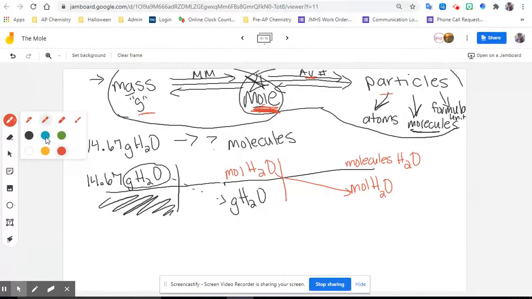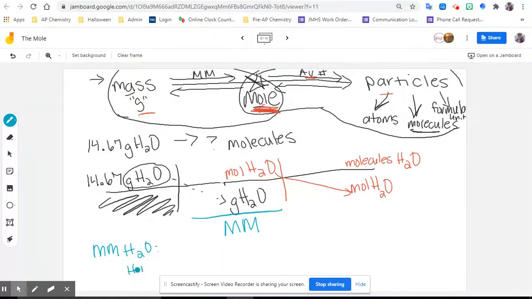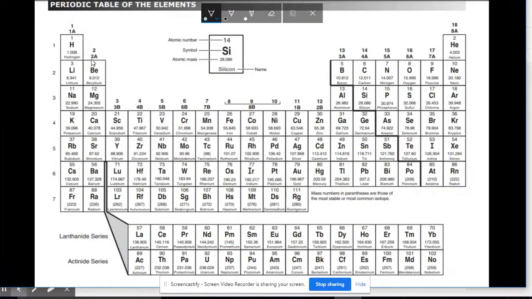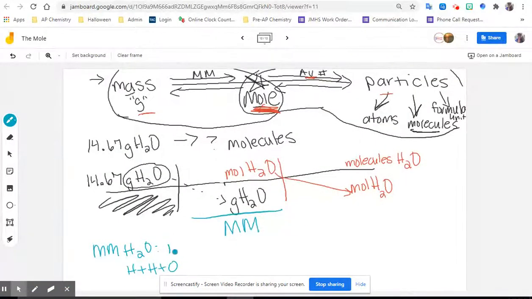To start us off, I know that this relationship right here is going to be molar mass. So we have to think about this. The molar mass of water is going to be 2 hydrogens plus an oxygen. When I go to my periodic table, I know that H is 1.008 and oxygen is 15.999. So I have 1.008, and I'm going to multiply that by 2.